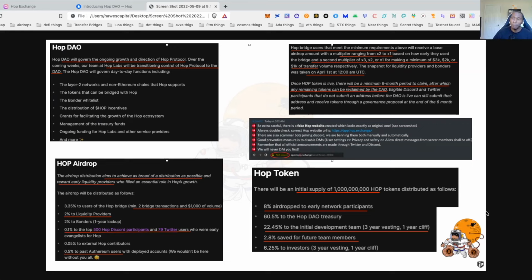There will be vesting periods and things to be aware of, but again, the token is not out right now. So you can't sell it yet. You can't claim it yet either. So just be aware of that.